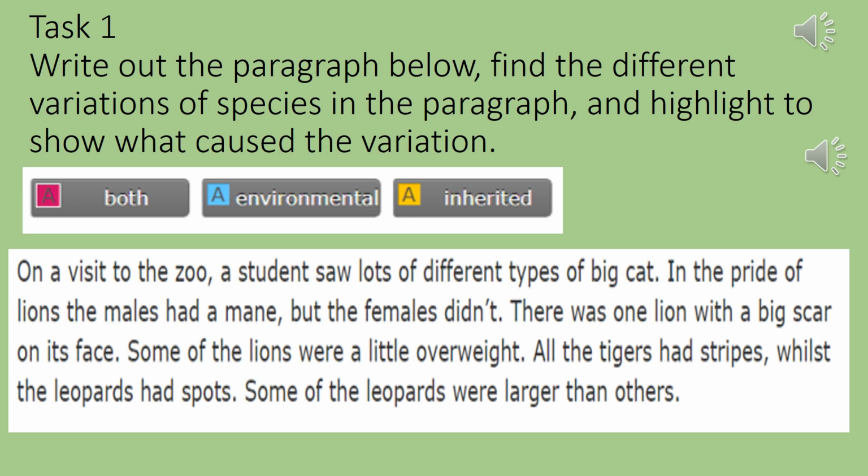So for this recap task, all I want you to do is write out the paragraph below. Find the different variations of the species in the paragraph and highlight them to show what has caused the variation. So is it an environmental, an inherited variation, or is it both?